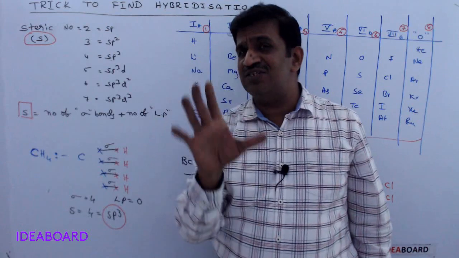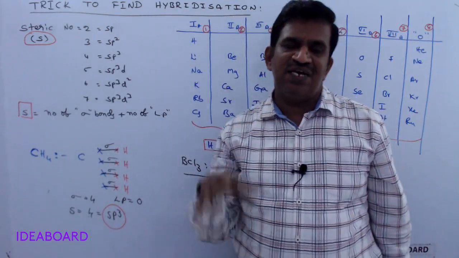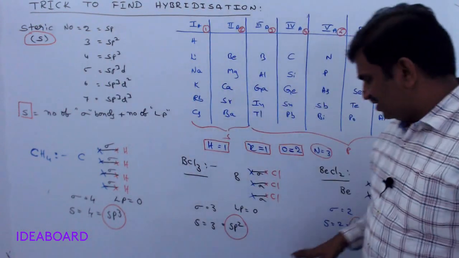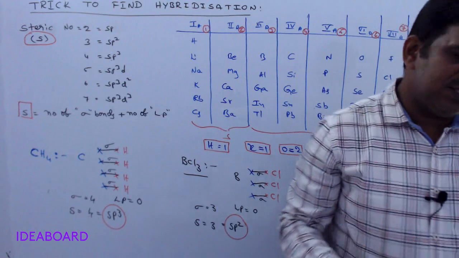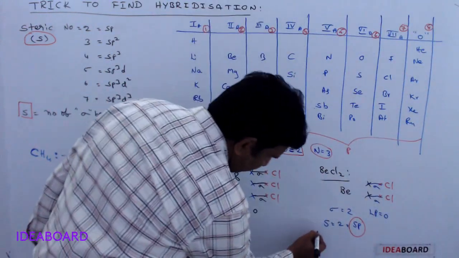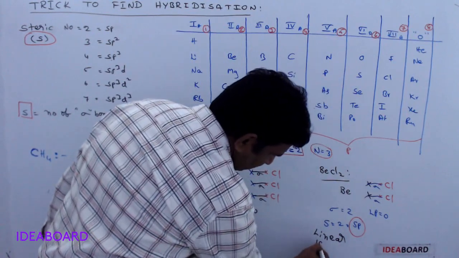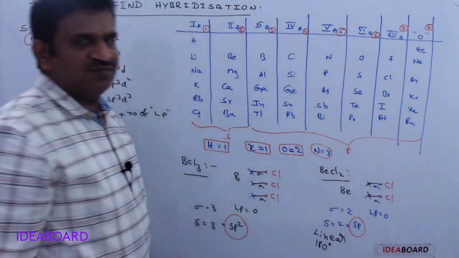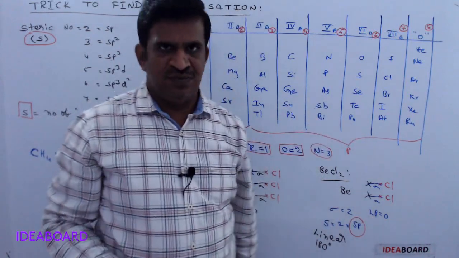As per the hybridization only, I am telling. If there are no lone pairs, as per the hybridization, what is the shape for sp hybridization? For sp hybridization, the shape of the molecule is given as linear, and the bond angle I gave is 180 degrees. No change, because the lone pair is 0.